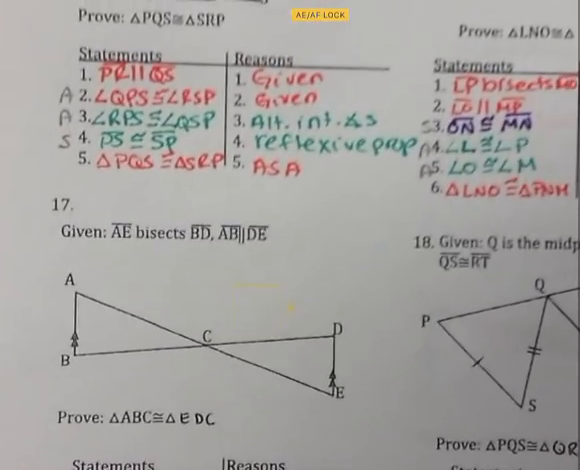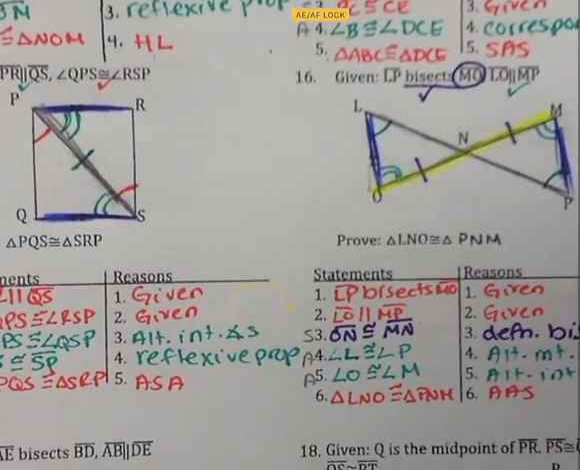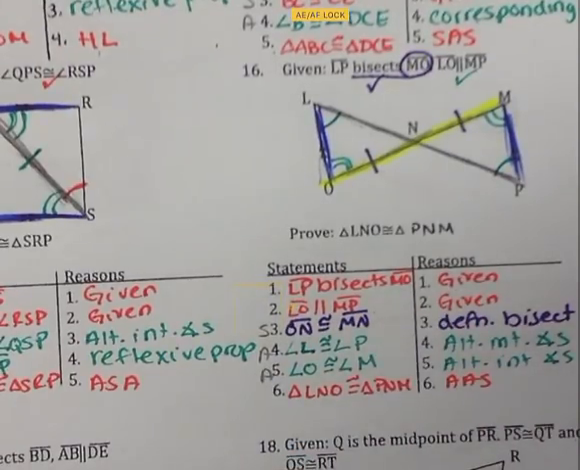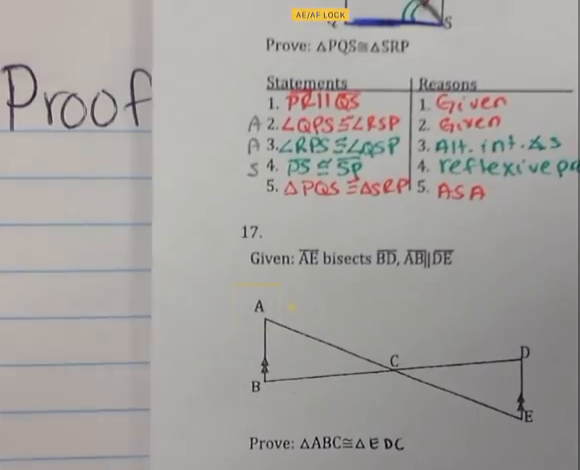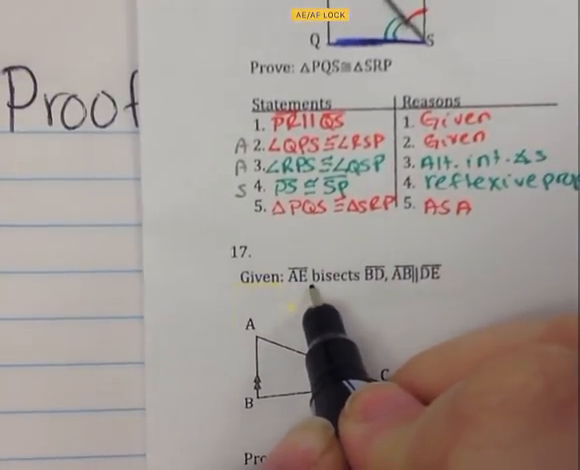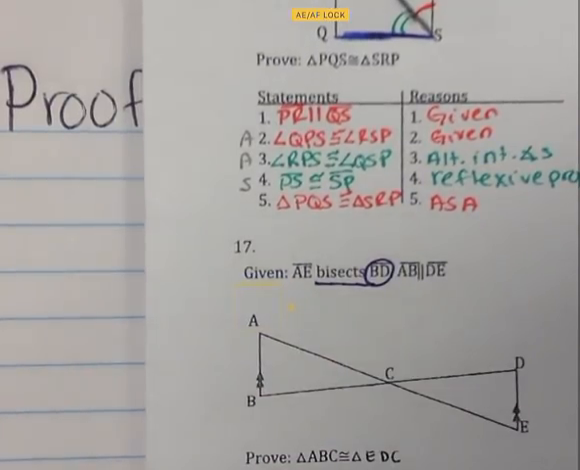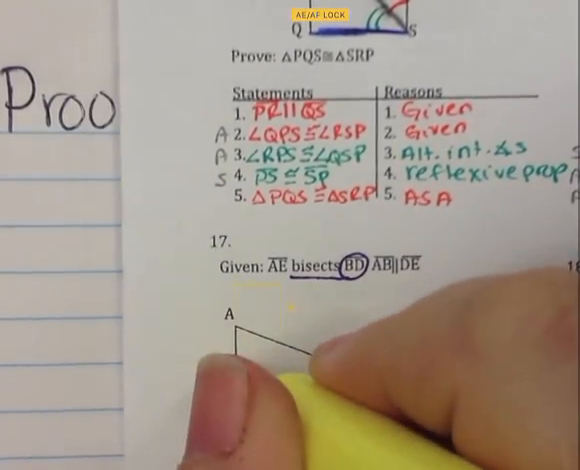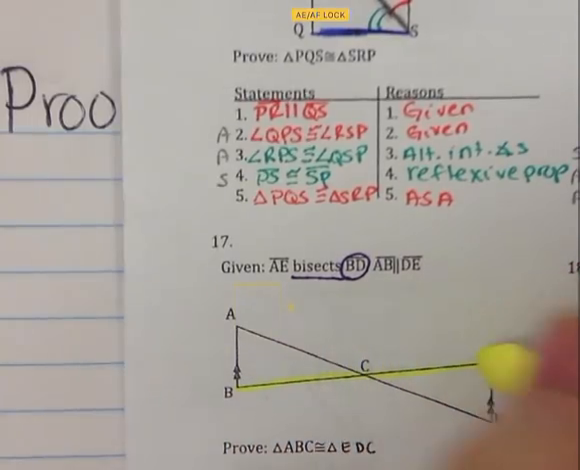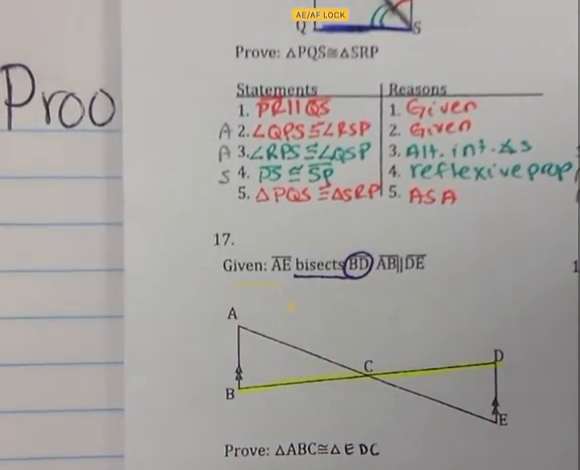Now, these are actually very similar to the last problem we did. So I'm actually going to prove it slightly different so you can see the differences between them. So the first thing we have, again, is that bisect. We do need to underline that word bisect and circle BD because BD is what we're focusing on. So let's look at BD. BD is being bisected, so BD can be cut in half.